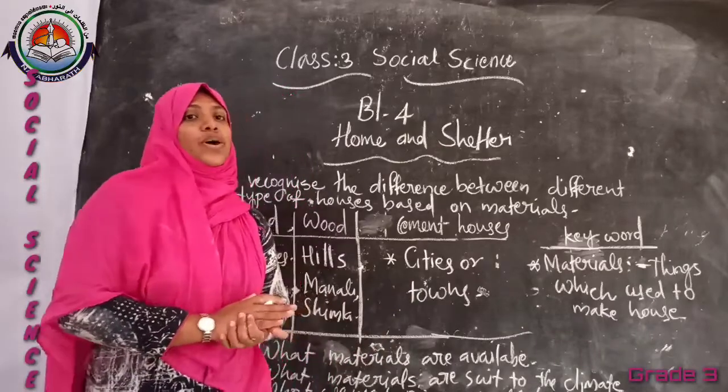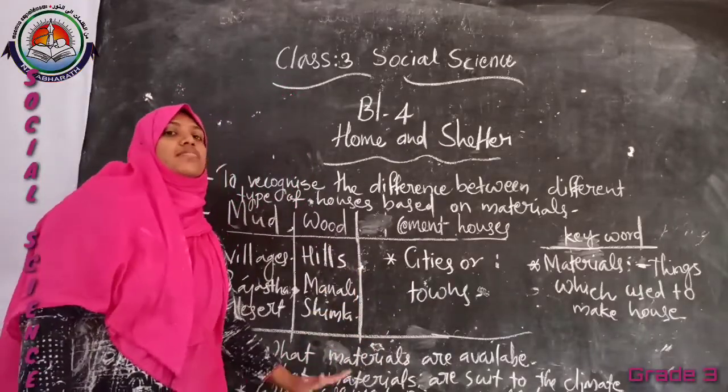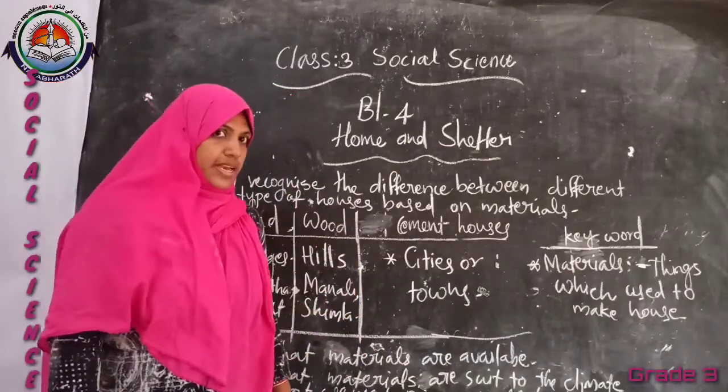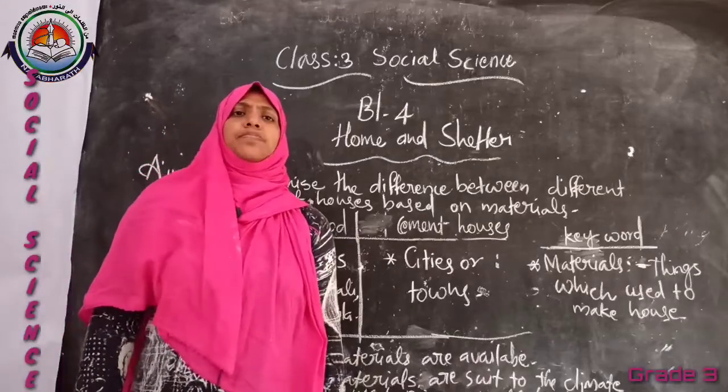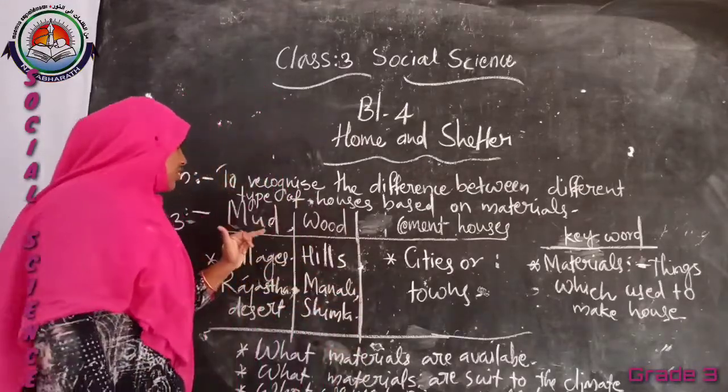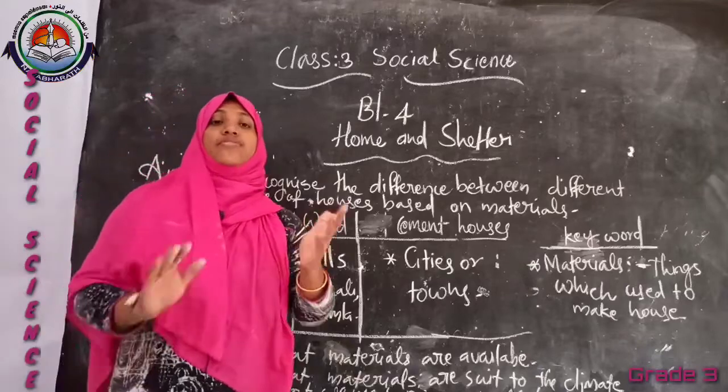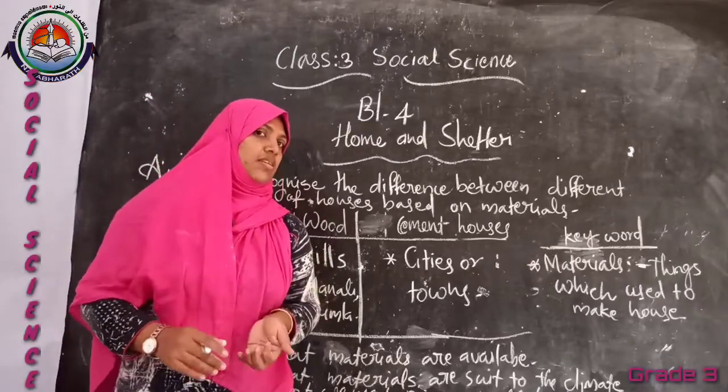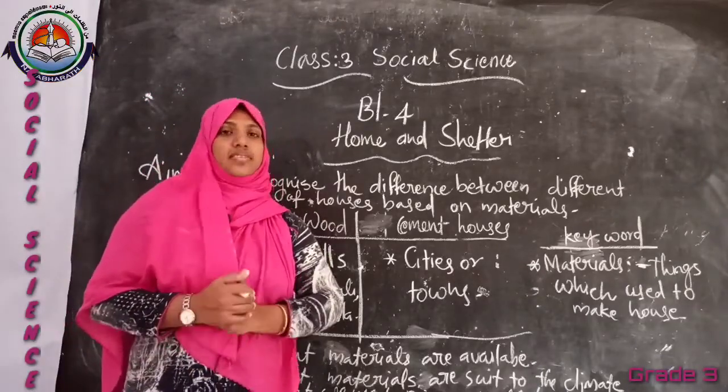Materials also depend upon these three things. Understand? Okay. Then we know that these mud houses are only found in Rajasthan or desert region.